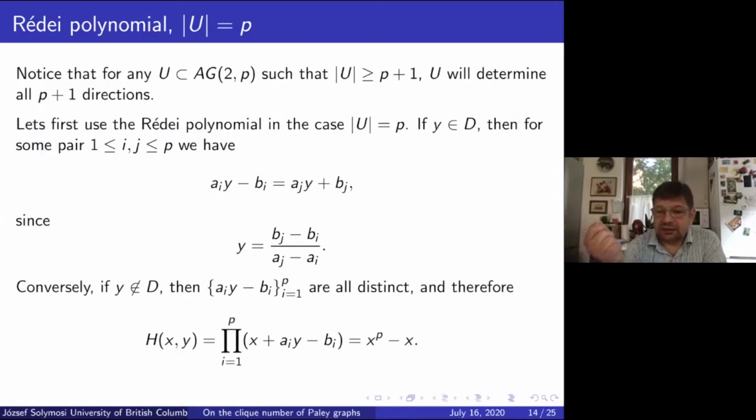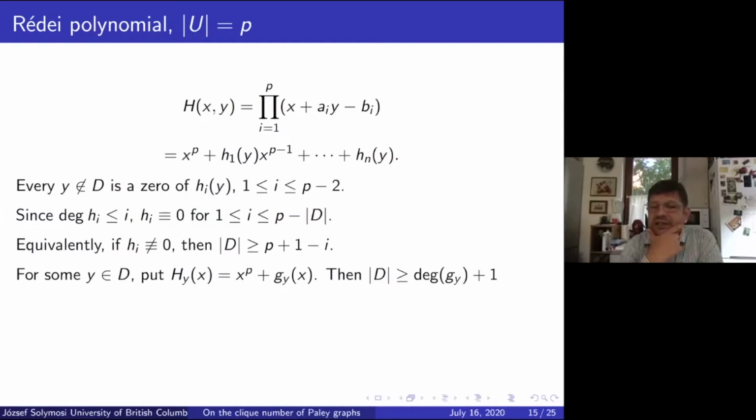And you know, so if y is not a direction, then all the coefficients are distinct. I mean, all the ai times y minus bi terms are distinct. So you have this beautiful case that this polynomial for every such y substitution is x to the p minus x. Why is it important? We will use this fact. For every y which is not a direction, the substitution gives you a polynomial where all the middle terms are missing, are 0.